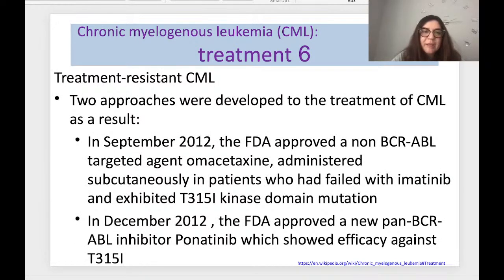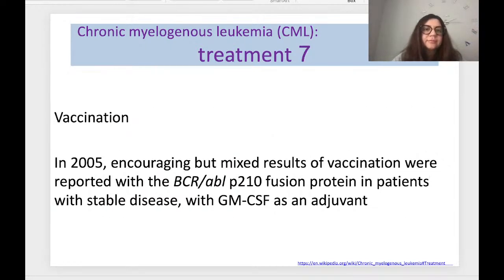Treatment-resistant chronic myelogenous leukemia. Two approaches were developed for the treatment of CML as a result. Both of them in 2012: the FDA approved a non-BCR-ABL targeted agent, omacetaxine, administered subcutaneously in patients who had failed with imatinib and exhibited the T315I kinase domain mutation. And in those years, the FDA approved a new pan-BCR-ABL inhibitor, ponatinib, which showed efficacy against this gene mutation. Vaccination. Encouraging but mixed results of vaccination were reported with the BCR-ABL P210 fusion protein in patients with stable disease, with GM-CSF as adjuvant.